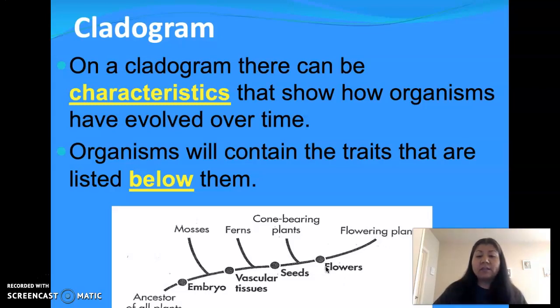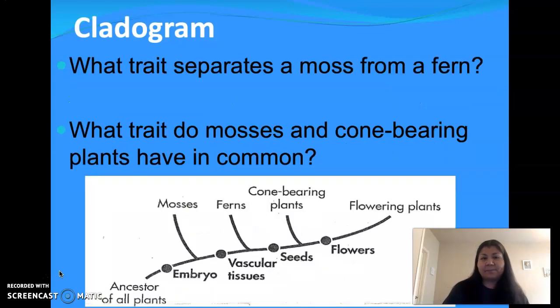So the only thing that has flowers on this cladogram are my flowering plants. If I backtrack to seeds, cone-bearing plants and flowering plants both have seeds. Ferns and mosses don't have seeds. If you ever look at a fern or a moss, they actually don't produce any seeds. If we go a little bit further back, vascular tissue, so having that xylem and that phloem, ferns, cone-bearing plants, and flowering plants all have those. And then all 4 of these plants have embryos. And if we go further back, that's the ancestor of all of our plants.